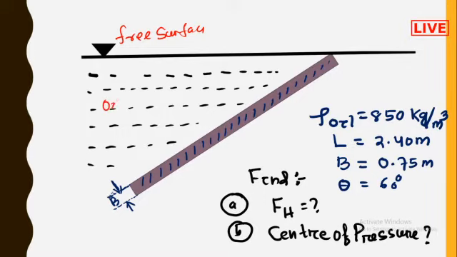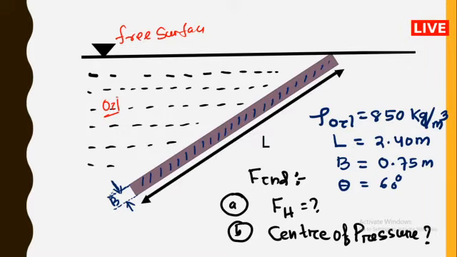On the side of the gate, the oil is there, and the length of the gate is L, and the width is B. It has been kept at an inclination of theta. The density of the oil is given as 850 kg per meter cube. The length of the plate is given as 2.4, and the width of the gate is given as 0.75 meter. We need to find out the hydrostatic force component and center of pressure.